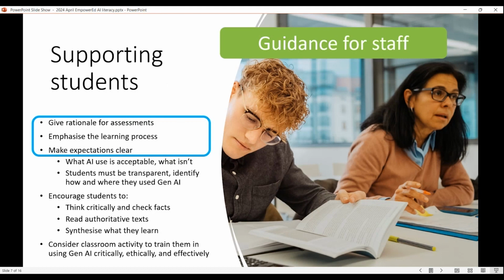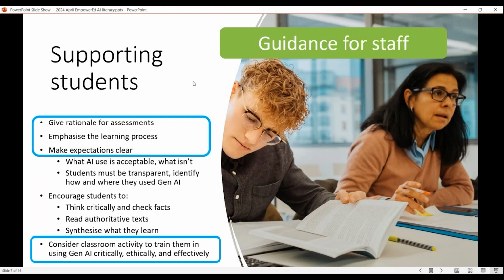Why do we want you to go out in the field and take measurements and write a report? It's because you're going to develop those skills that you are going to need in the future. And that can help to motivate students to use it, if they do use it, appropriately and ethically, rather than put it in an assignment brief, take the output and submit as their coursework. So we emphasize the learning process and we make our expectations clear.